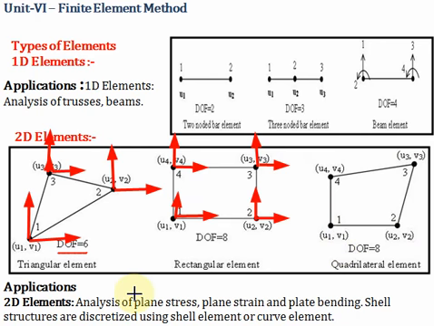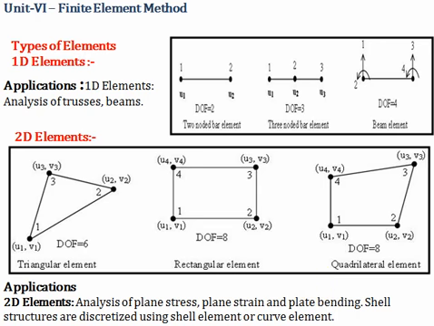Now we'll see what are the applications of two-dimensional element. Two-dimensional elements are generally used for analysis of plane stress, plane strain and plate bending. Shell structures are discretized using the shell element or curved element. In case of one-dimensional element, the application is that it is used for analysis of trusses and beams. So this was regarding one-dimensional and two-dimensional element.